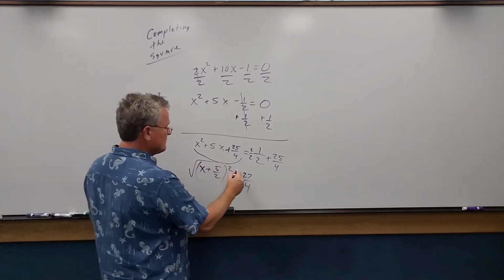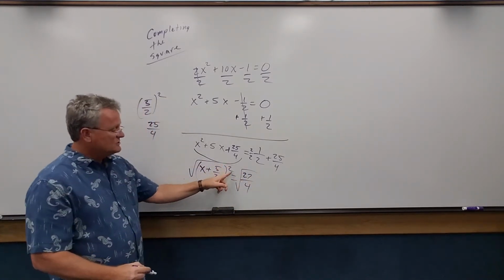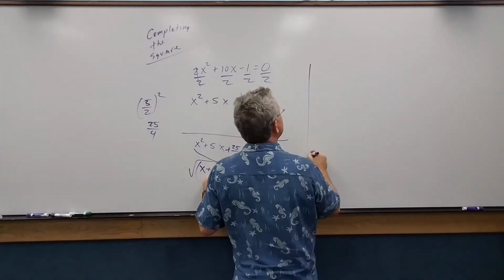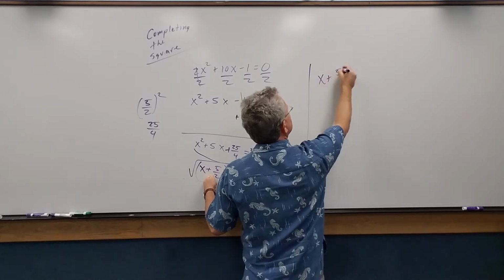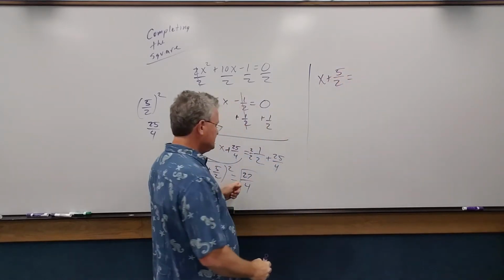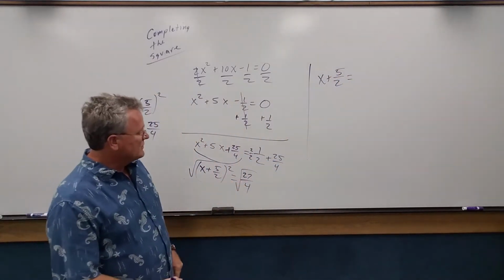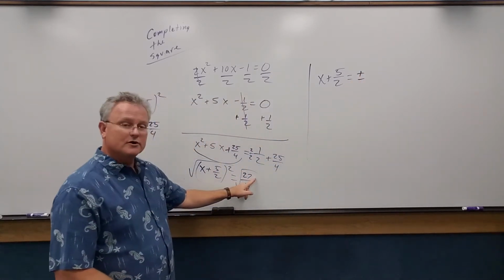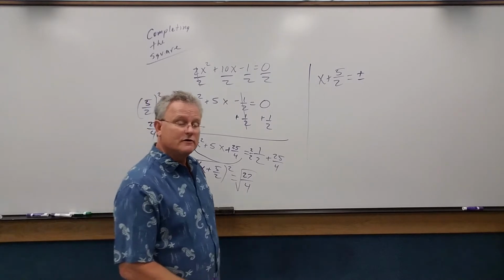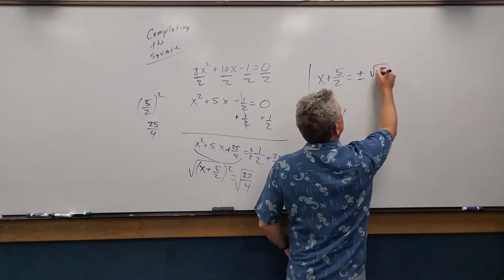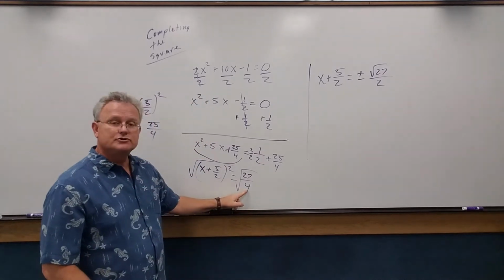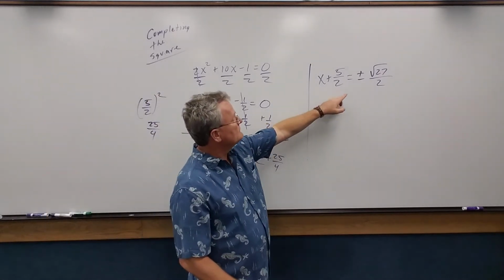Now we use the square root property. We take the square root of both sides. When you take the square root of a square, they cancel. We get x plus 5 over 2. Don't forget your plus and minus. Over here we get plus and minus the square root of 27 over the square root of 4. But remember, the square root of 4 is 2. So I wrote it like this.